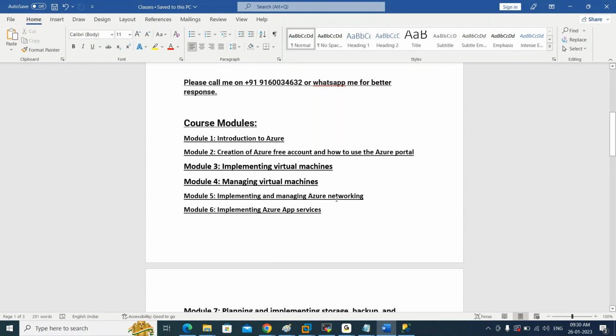And implementing and managing Azure networking. We don't manage the Azure networking, but we need to understand how the VMs communicate, and how PaaS SQL Server communicates within the Azure networking. We need to know all of that.